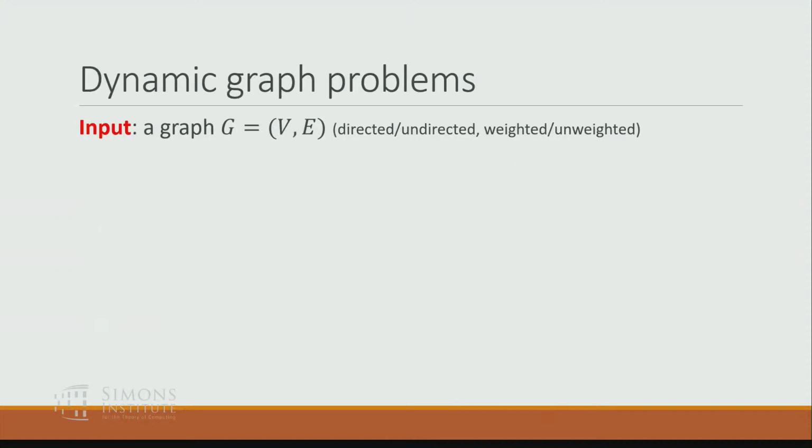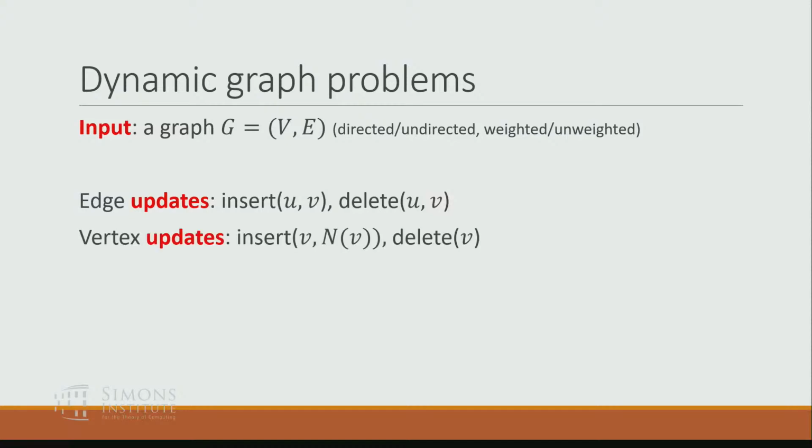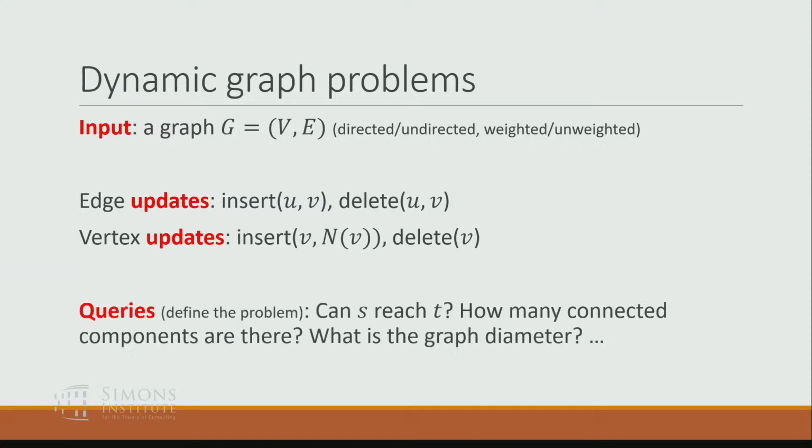What is a dynamic graph problem? All right. You have a graph. It could be directed, undirected, weighted, unweighted, whatever. And you want to store some information about it. And you need to be able to support updates. Insert an edge, delete an edge, update the weight of an edge, stuff like this. Or you could insert a vertex with all the edges coming out of it, or delete a vertex with all the edges next to it.